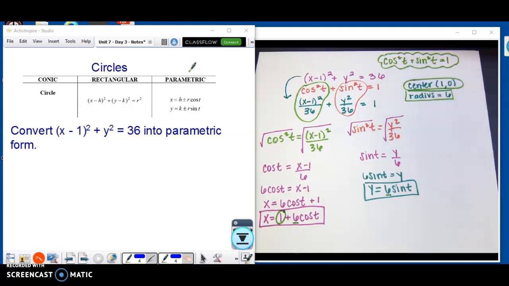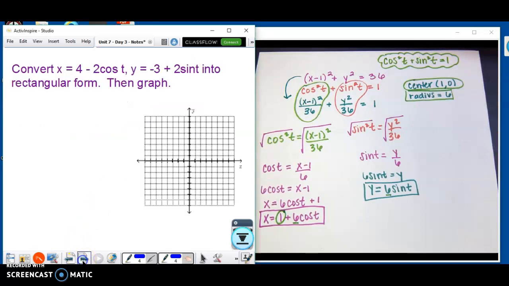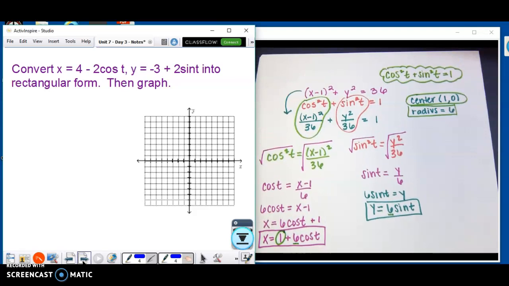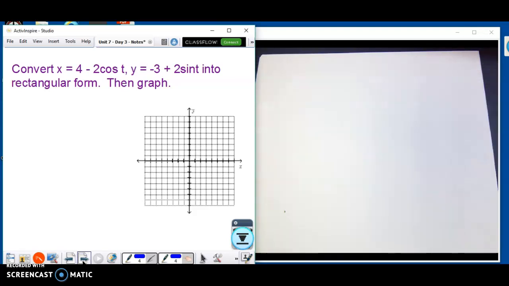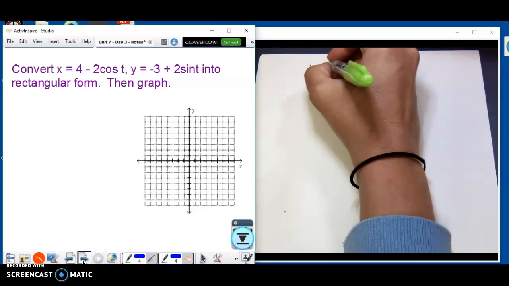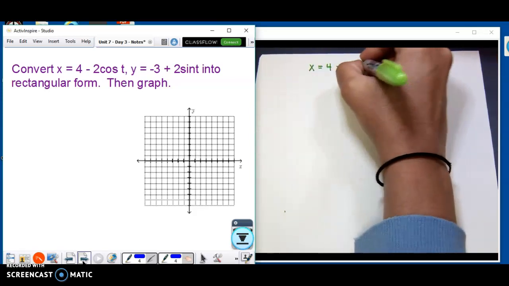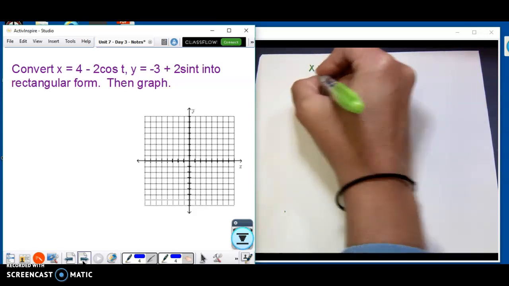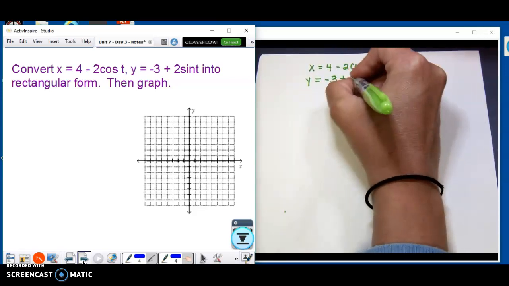Okay. So for our next problem, we're going to do the opposite. We're going to start out in parametric and we're going to change it to rectangular form. So the two equations we have here are x equals 4 minus 2 cosine t and y equals negative 3 plus 2 sine t.